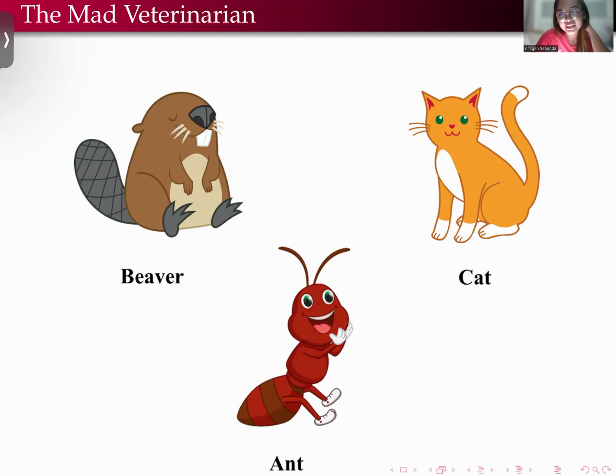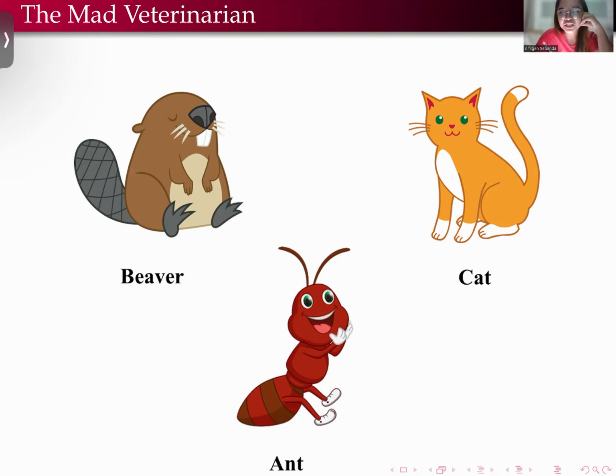But before I dig into math so much, I will first share a story. I think it's a story of a mad veterinarian. So this veterinarian is very smart. He's a genius, but he's also crazy because he's working with animals. In this case, he's working with a beaver, a cat, and an ant.